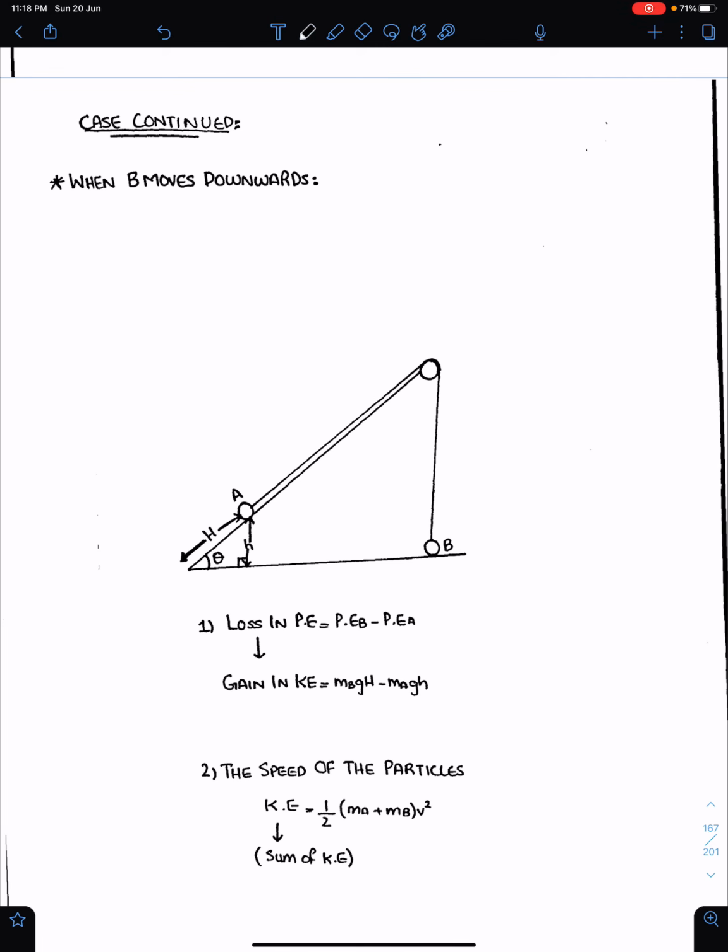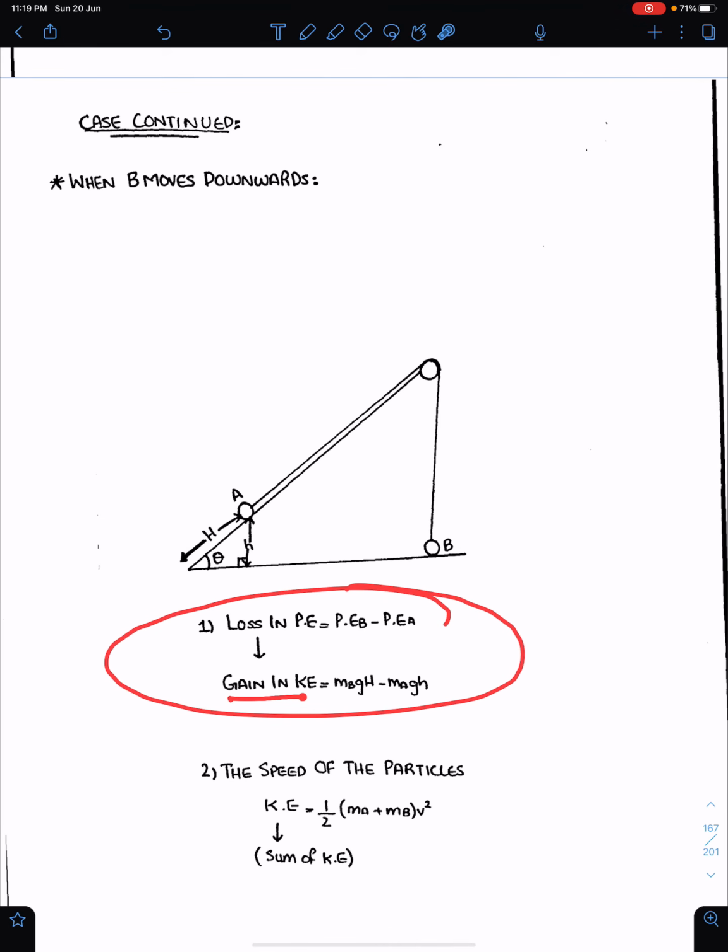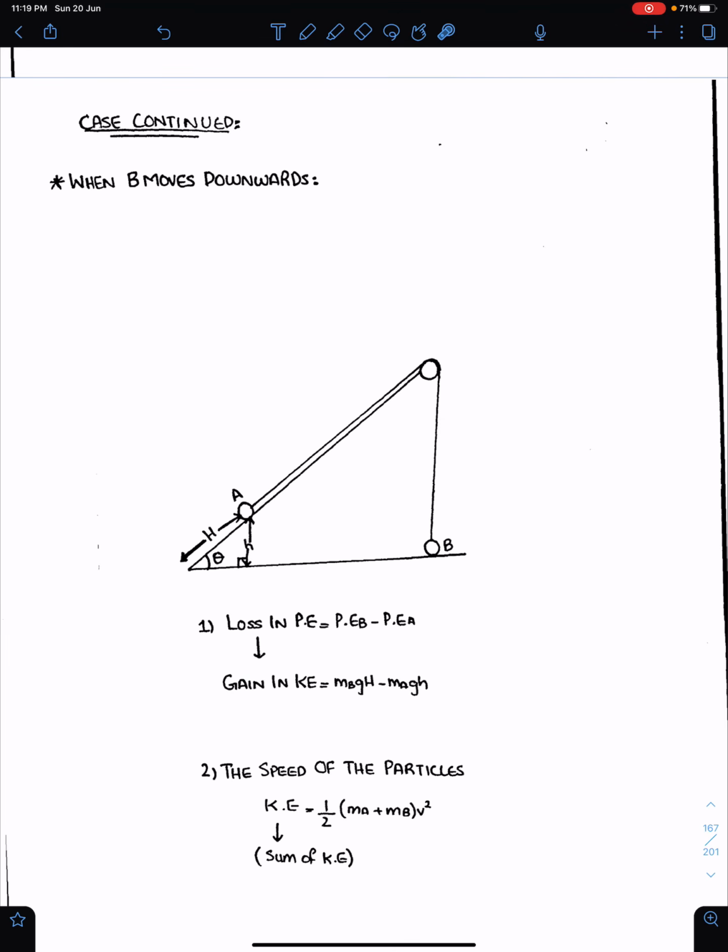And if they ask find kinetic, so gain in kinetic, this loss in potential will be transformed into gain in kinetic. So gain in kinetic is the loss in potential, provided the plane, this surface is smooth, slope is smooth. So loss in potential will be gain in kinetic, according to law of conservation of energy.